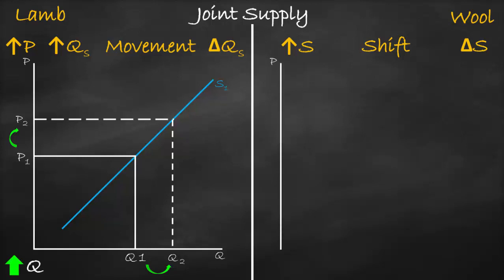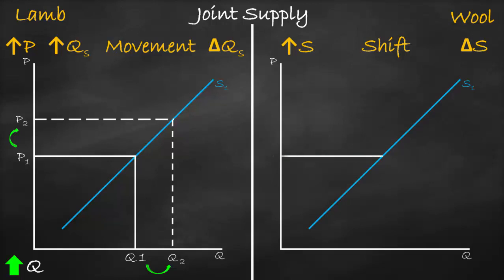So for wool, we have our y-axis, which is the price, x-axis, which is the quantity, our upward supply curve. You choose any price level and get quantity supplied 1, then shift the supply curve to the right at S2. At the same price, we will have a higher quantity supplied 2.